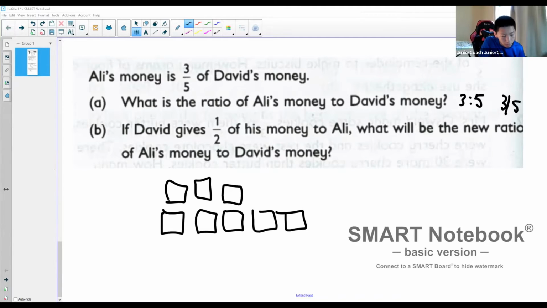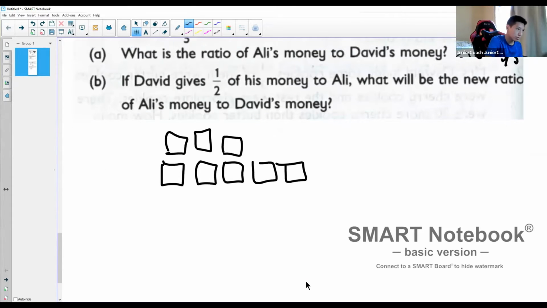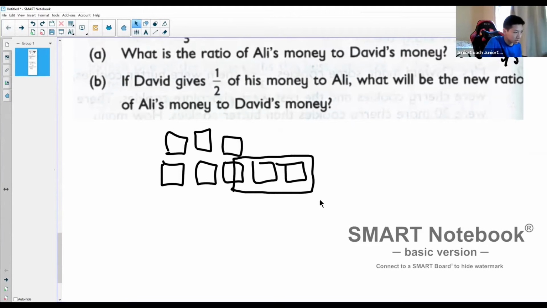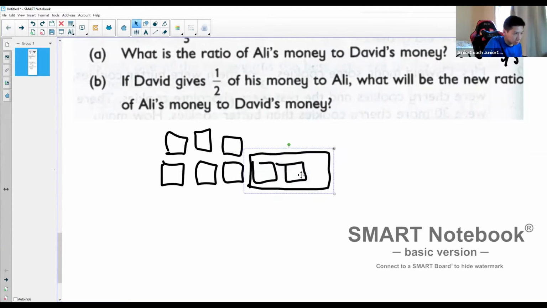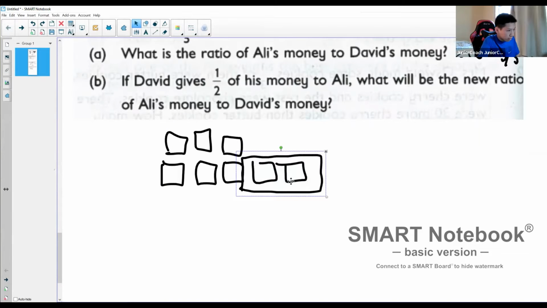Part 2 was a bit more difficult because then we have to figure out what if David gives half his money to Allie? Well, to solve this, we're just going to take half of his money, which is this much, right? And then we're going to drag it up to the top. I'm going to see if I can do that. No, I can't. All right. But yeah, I'll just draw out what it would look like.